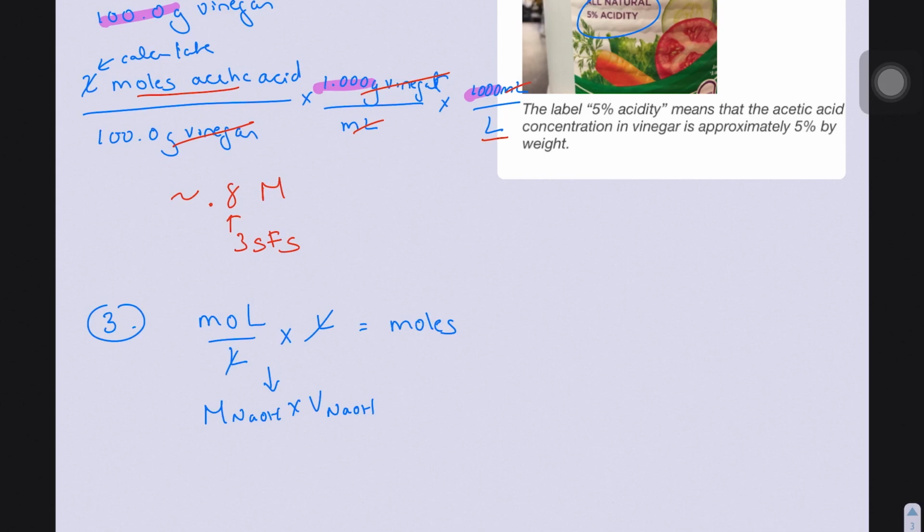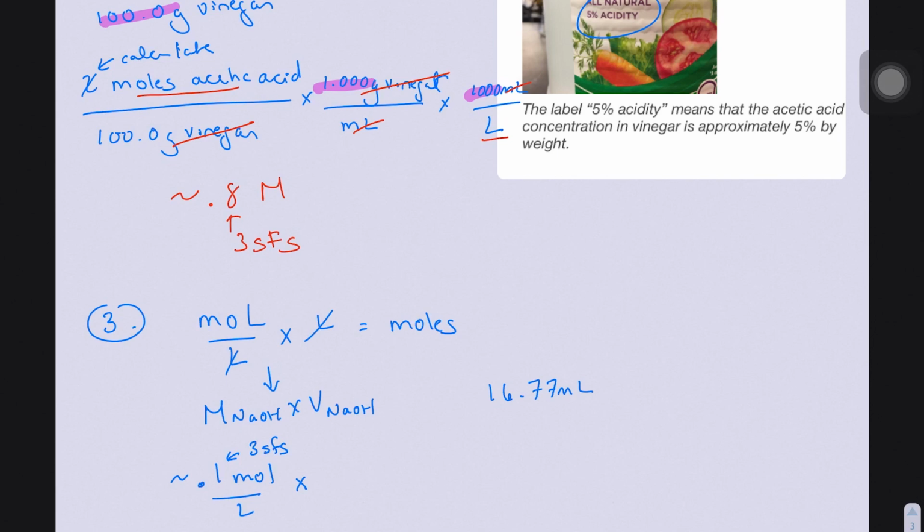So moles per liter of sodium hydroxide, we have our concentration. It's about 0.1 mole per liter. You need to use your exact number with 3 sig figs. And we're going to multiply that by volume. Right now, our volume is 16.77 milliliters. We can't multiply liters times molarity because our units wouldn't cancel.